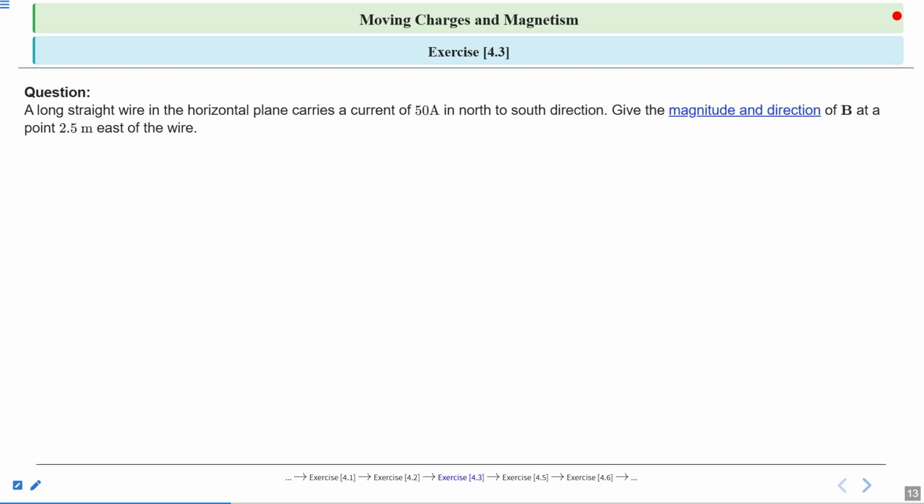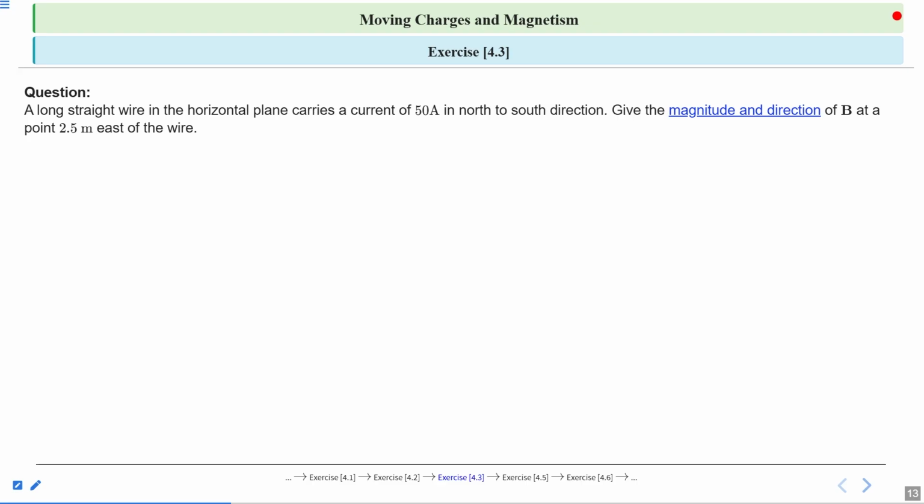So next question, exercise 4.3. A long straight wire in the horizontal plane carries a current 50 ampere in north to south direction. Give the magnitude as well as direction of B magnetic field at a point 2.5 meter east of the wire. Wire is placed horizontal, current is flowing from north to south. We have to find the magnitude and direction of magnetic field at a point 2.5 meter in the east direction of the wire.